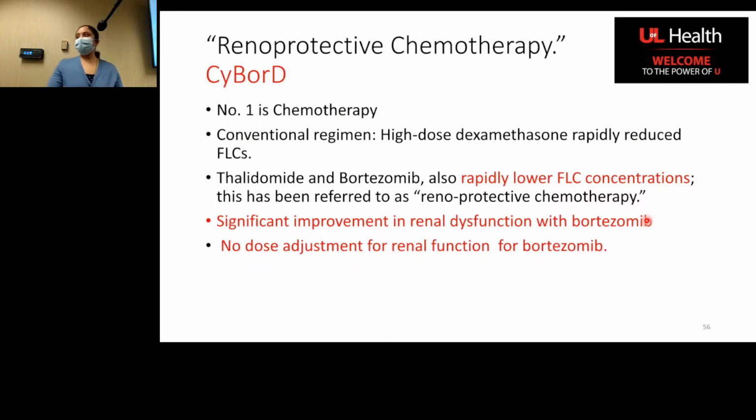So that's where I think the key is actually to give them the bortezomib-based chemotherapy, or CyBorD, which is cyclophosphamide, bortezomib, and dexamethasone. Bortezomib has shown to rapidly lower the free light chain concentration within the first week itself, and that's what has led to significant improvement in the renal dysfunction. And the great thing is there is no dose adjustment needed for renal function with bortezomib.